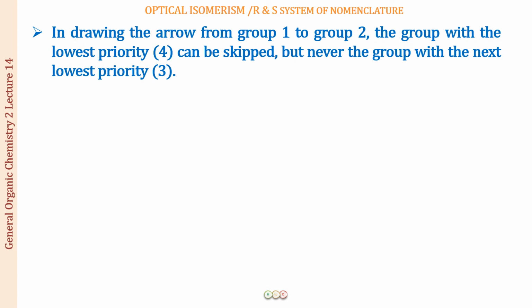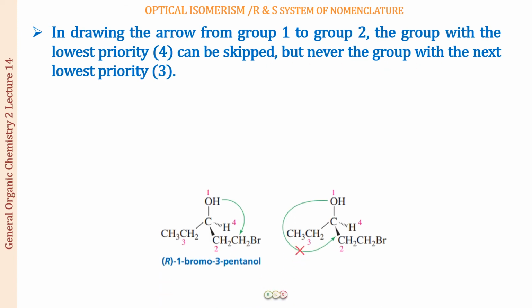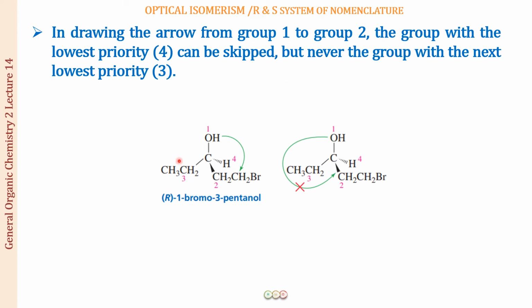Okay. Now there is one word of caution for you, and that is that when you are drawing the arrows from group number 1 to 2, the group with the lowest priority order, that is the fourth group, can be skipped, but never the group with the next lower priority order, that is group number 3. So for example, you have this molecule, 1-bromo-3-pentanol. Okay, so here you can see OH is going to be group number 1 priority, then this one, and then this, and the fourth group is going to be hydrogen.